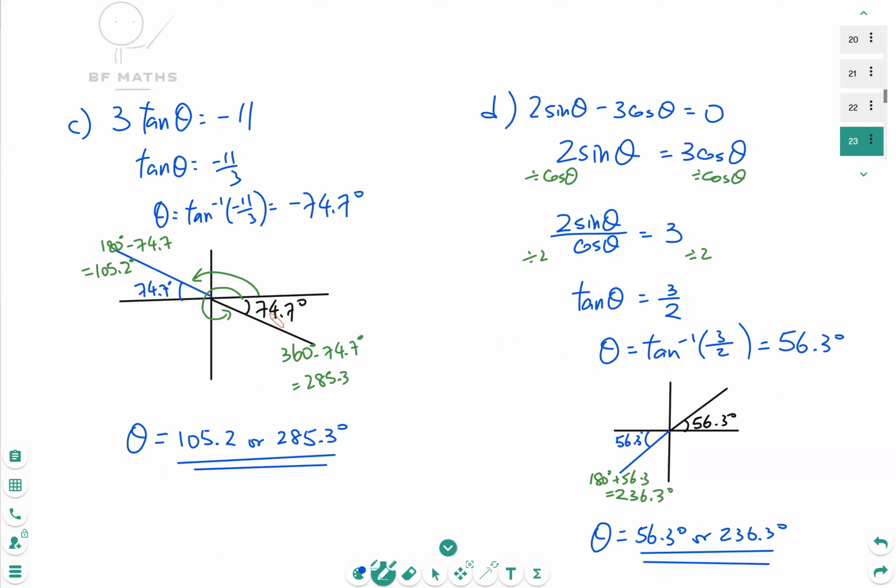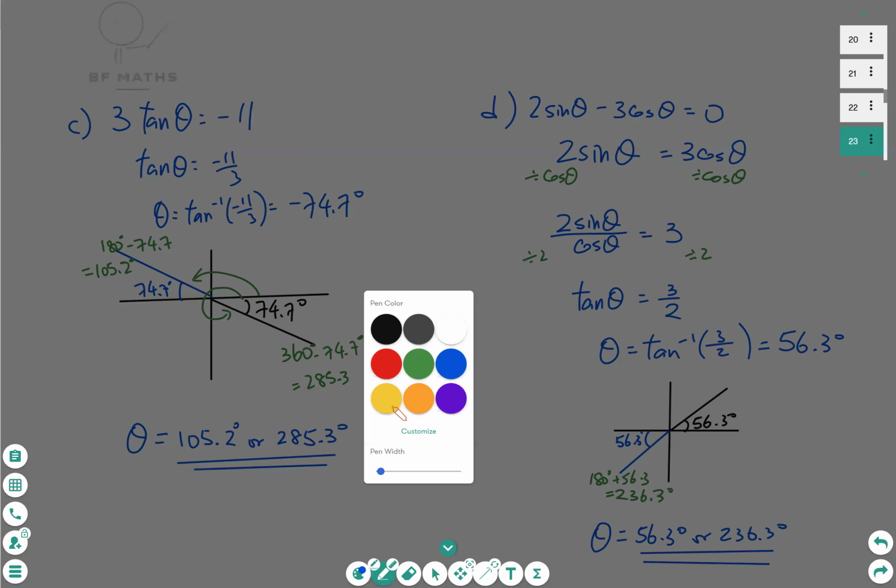So negative 74.7 degrees means you go this way, okay? And then reflect in the sine quadrant because that's when tan is negative. Then that angle we can see is 180 minus 74.7, and this reflex angle is 360 minus 74.7 degrees. So you get two answers, 105.3 degrees or 285.3 degrees.